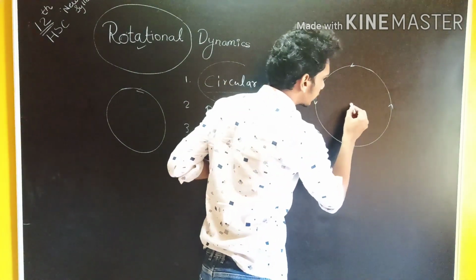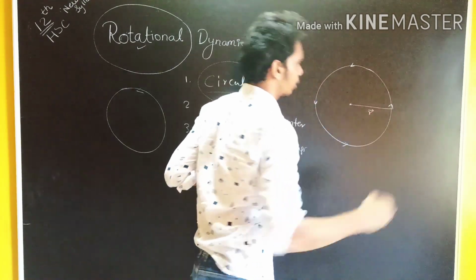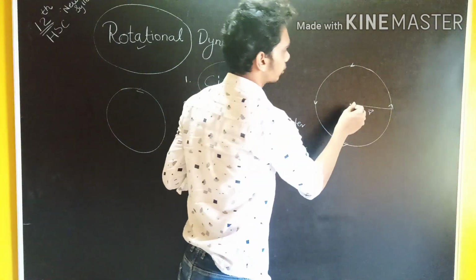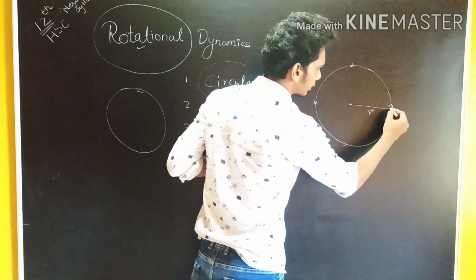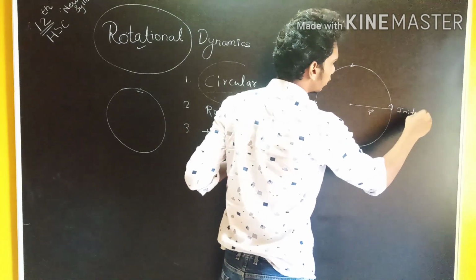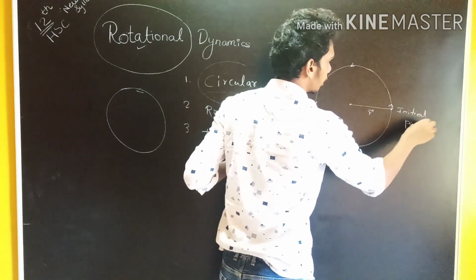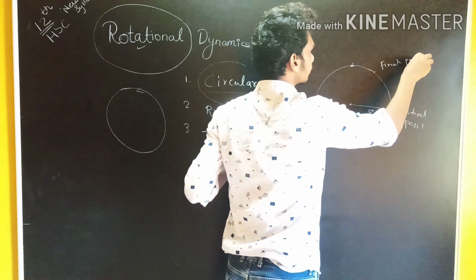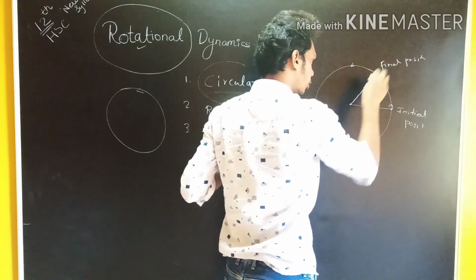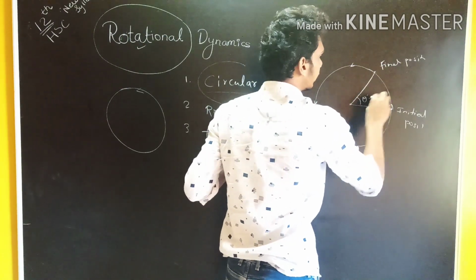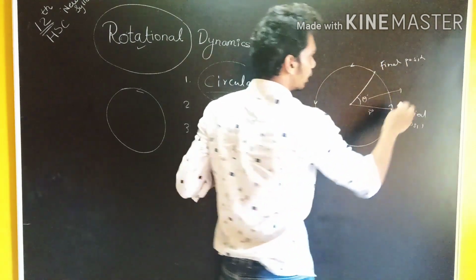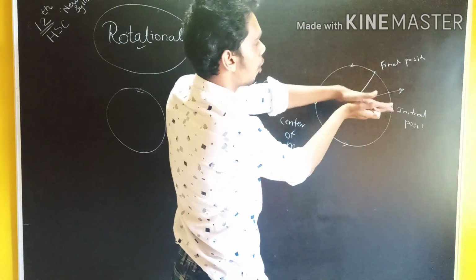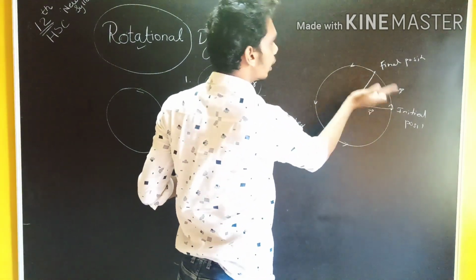Suppose this is the radius vector. Why are we calling it a vector? Because direction is taking part here, so the direction changes here. When the object is here, that is its initial position, and when it moves here, that is its final position. When you join these lines, you get an angle denoted by theta. That angle represents how much it revolves from the initial to the final position.